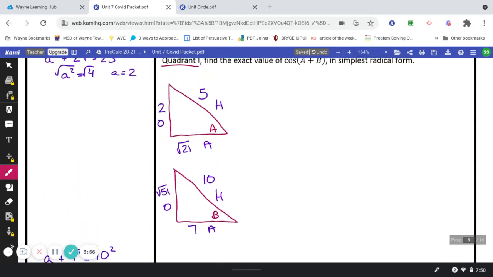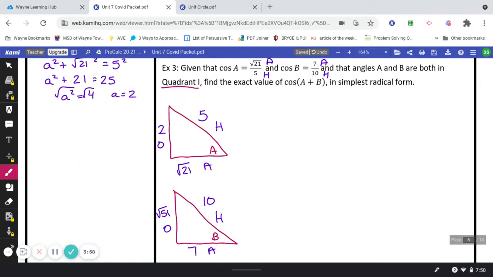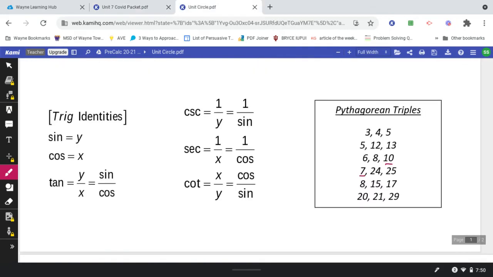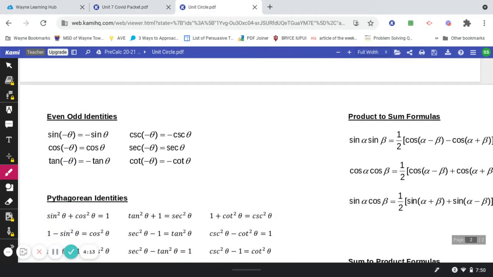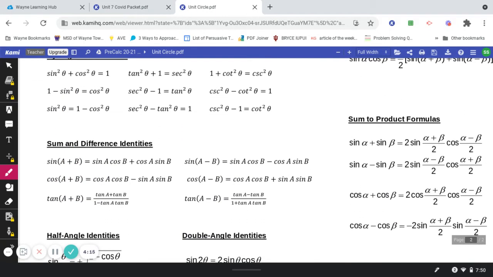All right, so now I've got my two triangles completely filled in. I know all 3 sides. I'm ready to start writing the equation from the back of the unit circle. So I want to copy down the one that says the cosine of A plus B. On the back, cosine of A plus B, here it is. I'm going to write down all of that, noticing again that the sign is different in the middle. I have a plus versus a minus, so be really careful with that as you copy it down.